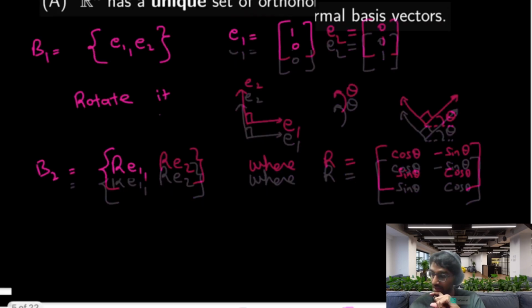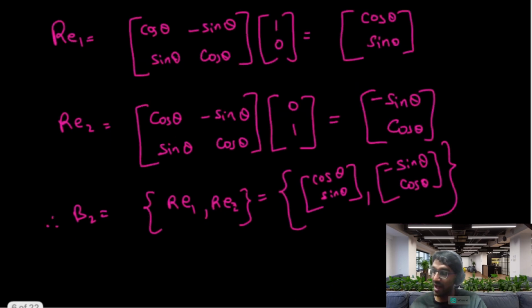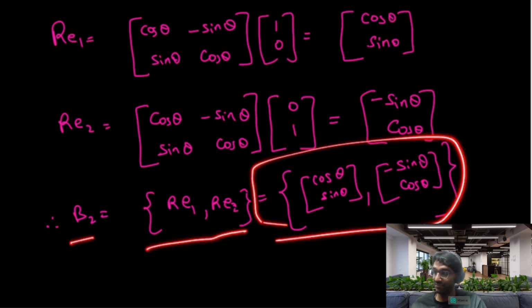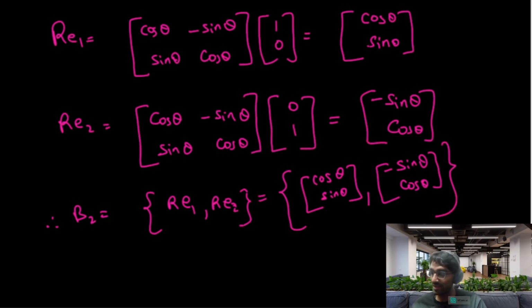Okay. So let's see what we get. RE1 is when we multiply the matrix R with the vector E1, and this we get as cos theta, sine theta. Similarly, for RE2, we multiply the matrix R with the vector E2 and we get minus sine theta, cos theta. So B2 becomes RE1, RE2 is equal to this set. Now we have to check whether this is also an orthonormal basis or not.